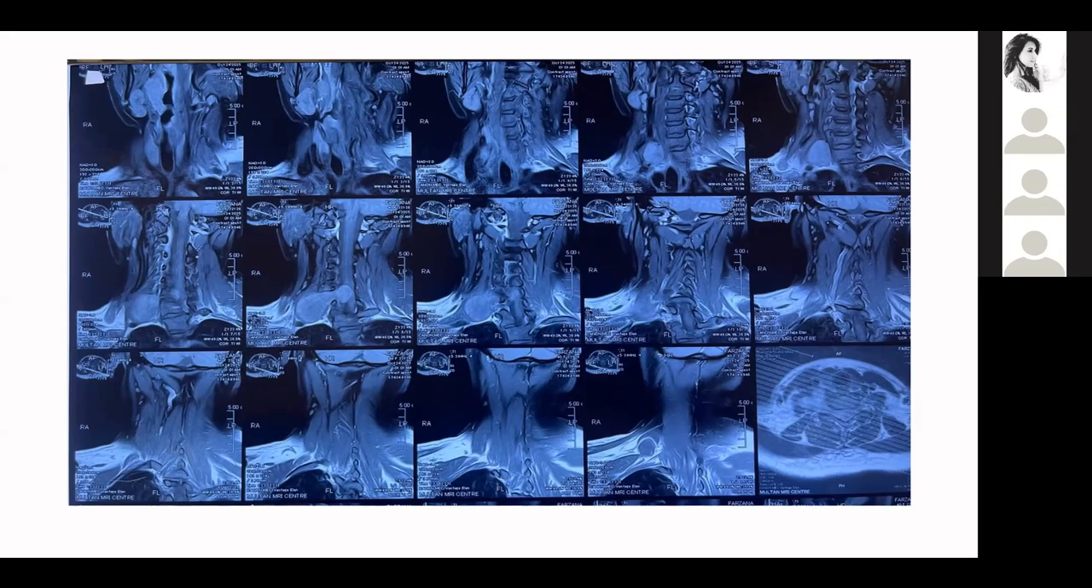So based on these features, the first differential would be a schwannoma rather than a neurofibroma, because neurofibromas tend to have a low signal on T2 as well because of their composition.